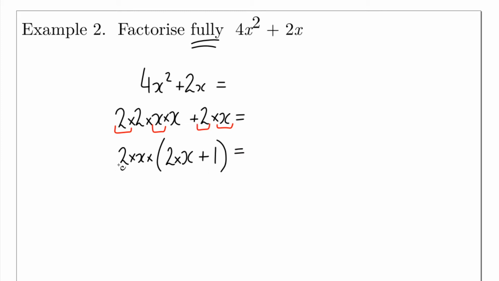And as a final step, you rewrite this simplified without the multiplication signs. So we have 2x, open bracket, 2x plus 1. The answer is 2x, open bracket, 2x plus 1.